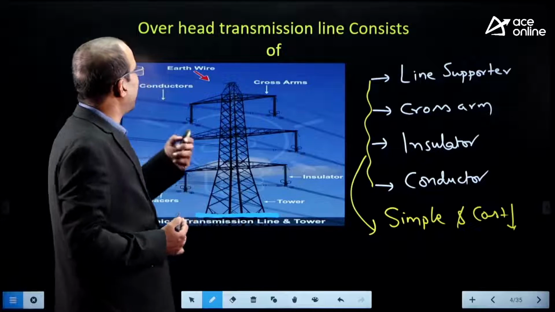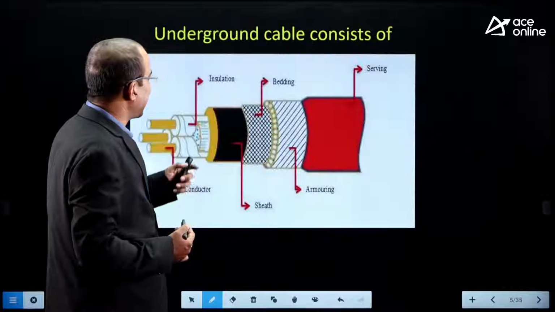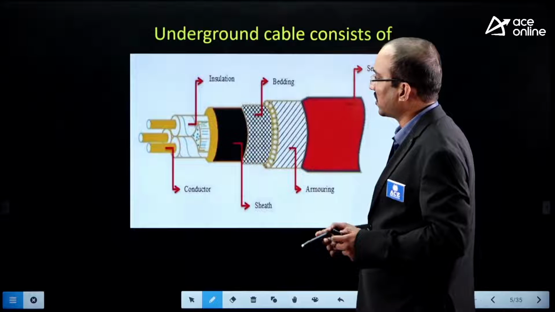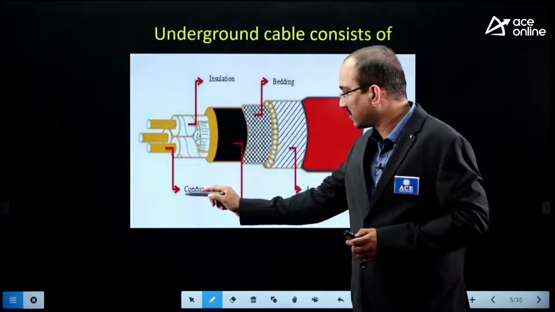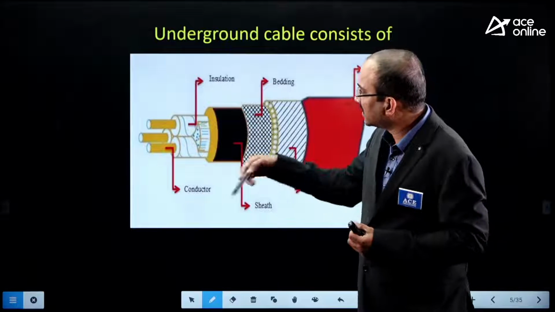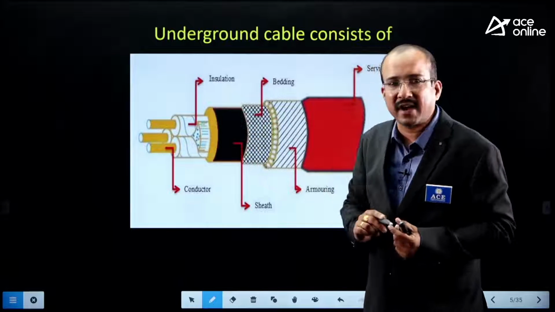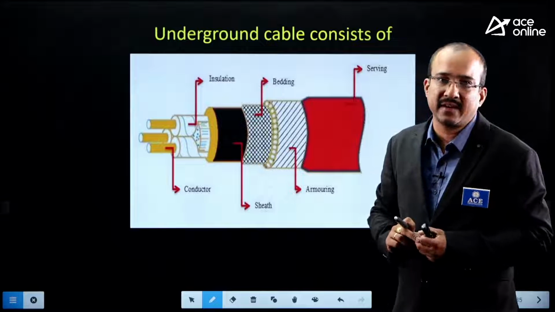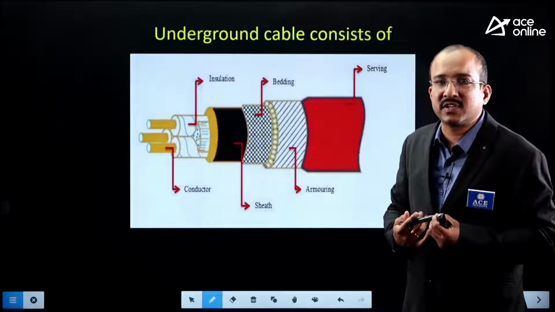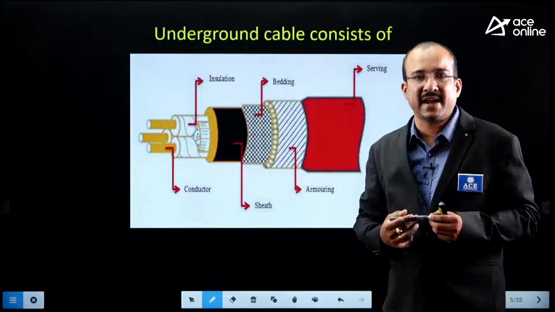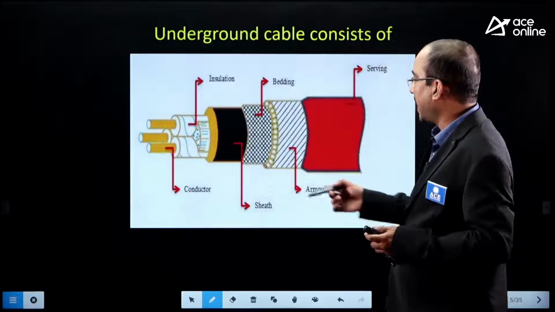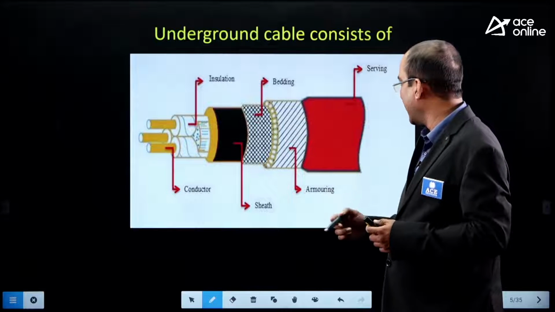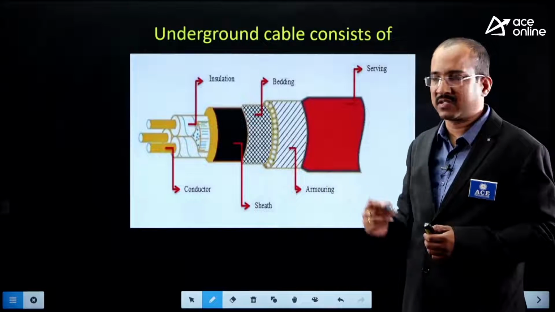Now, coming to the underground cable. If you observe the underground cable, what does it consist of? There will be a conductor. Over this conductor surface, insulation is required, and here the insulation is required throughout the length of the line. So, the cost of insulation will be more because the cable is laid under the ground. And over that we have the metallic sheet, bedding, armoring and serving.